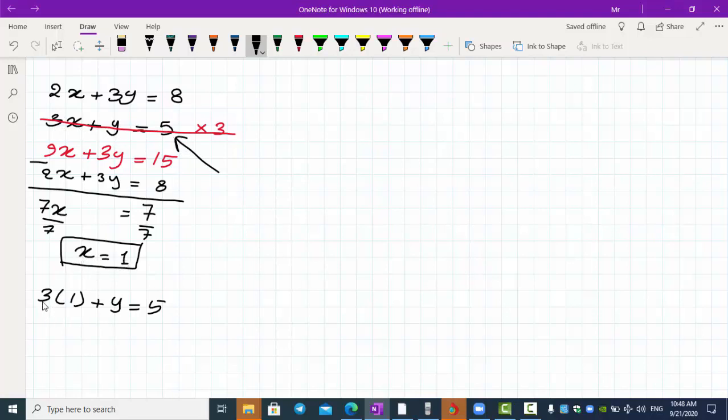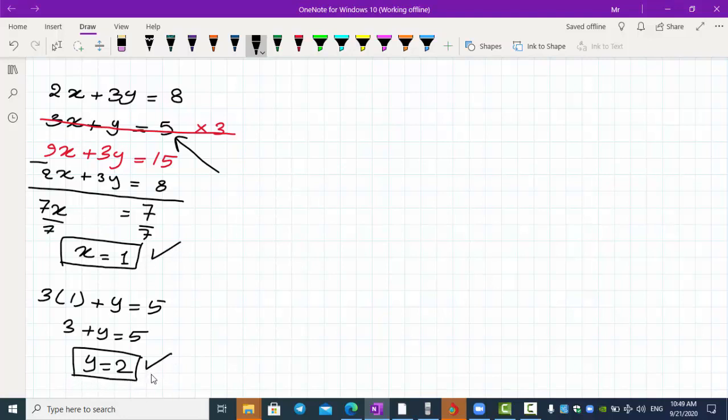Instead of x, we write 1. 3 times 1 plus y is equal to 5. 3 times 1 is 3 plus y is 5. And obviously y is 2 because 3 plus 2 is 5. So we got the value of x, we got the value of y.